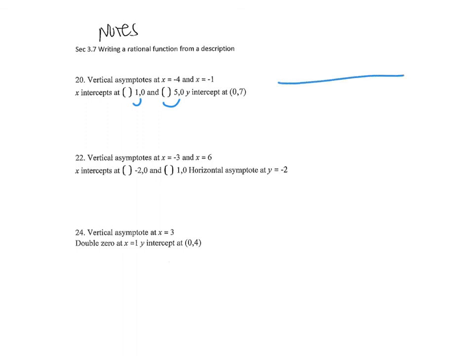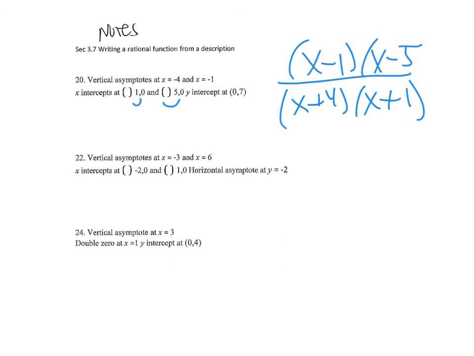So I see vertical asymptotes at -4 and at -1. So x plus 4, x plus 1, because those aren't in the domain, right? That's how we get the can't divide by 0. And then I see x-intercepts at 1 and 5, and so x minus 1, x minus 5. And then they aren't telling me there's a horizontal asymptote, though I know there's going to be. So I've got to figure out what the y-intercept is, I've got to figure out what a is.